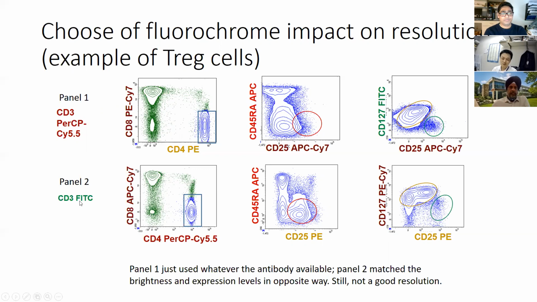So we use the Physi for CD3, which is a dimmer color. We use this one for CD4, which is also a dimmer color. Then we use P, which is bright, for CD25. This way CD25 separates better compared to this one. But still, we don't have a very good resolution for the Treg cells. So what can we do to improve this?